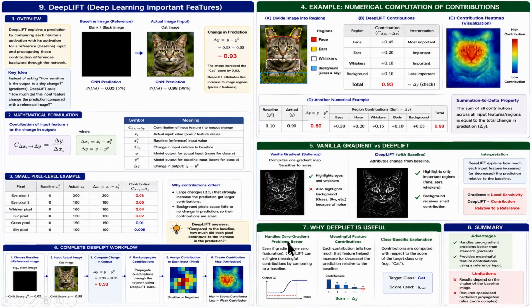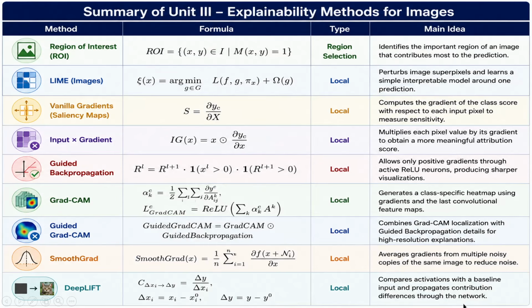Why is DeepLIFT useful? It handles the zero gradient problem better. Even if gradients are zero, DeepLIFT can still give meaningful contributions. Meaningful feature contributions, class-specific explanations. The advantage is it handles zero gradient problems better than standard gradients. It provides meaningful feature contributions. Limitations: its results depend on the choice of the baseline image. It requires specialized backpropagation rules. These rules can be very complex.